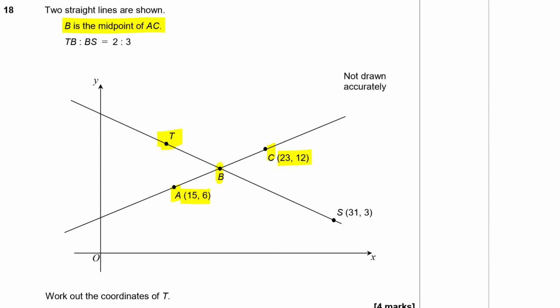Once we've done that, then we can use this ratio TB to BS to work up from S, the distance from S to B, and then we can scale it up to work out the distance from B to T, and therefore work out the coordinates. Okay, so that's our kind of overall strategy and plan. Let's see if we can put that into action then. Let's start by working out the coordinates of B.